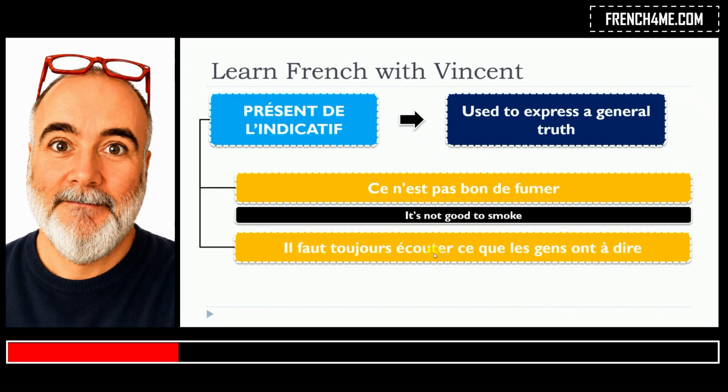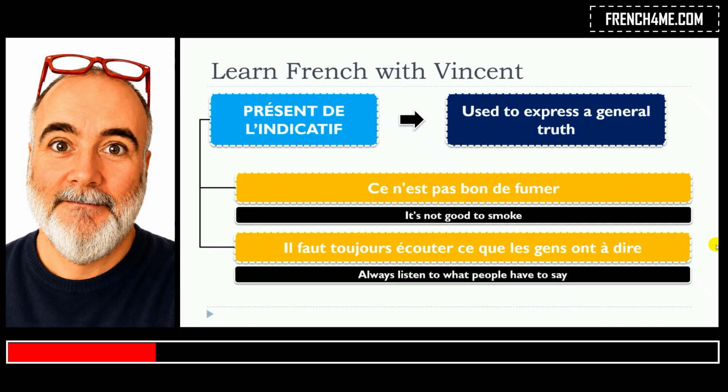Il faut toujours écouter ce que les gens ont à dire. And so in that case, it's exactly the same thing. We are going to use the present form. Il faut, so it's the verb falloir in the third person of the singular. So il faut, and then on, it's the verb avoir, third person of the plural here, les gens ont. Il faut toujours écouter ce que les gens ont à dire. Ce n'est pas bon de fumer, il faut toujours écouter ce que les gens ont à dire.